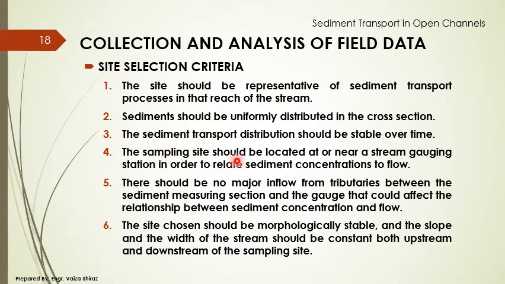The sampling site should be located at or near a stream gauging station in order to relate sediment concentrations to flow. There should be no major inflow from tributaries between the sediment measuring section and the gauge that could affect the relationship between the sediment concentration and flow. The site chosen should be morphologically stable, and the slope and the width of the stream should be constant both upstream and downstream of the sampling site.